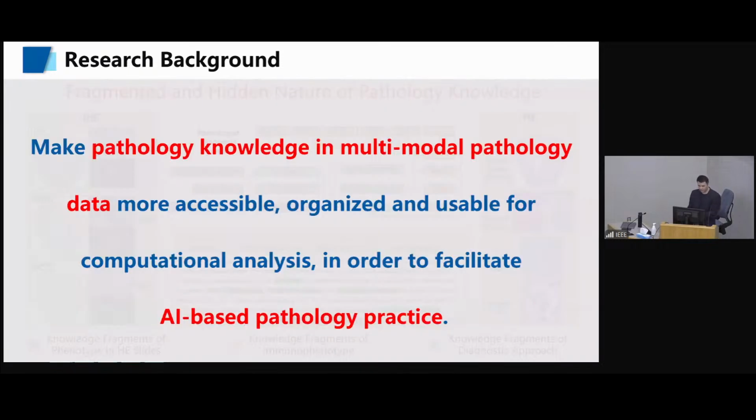In view of this, the motivation of my research is to make pathology knowledge in multimodal pathology data more accessible, organized, and usable for computational analysis in order to facilitate AI-based pathology practice.